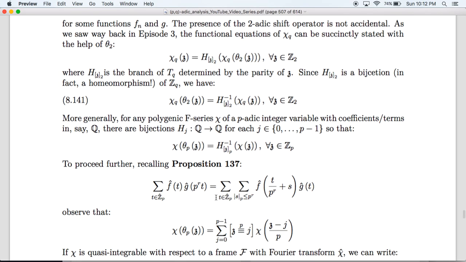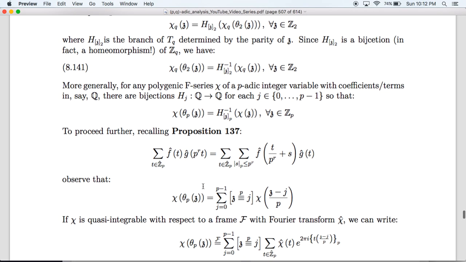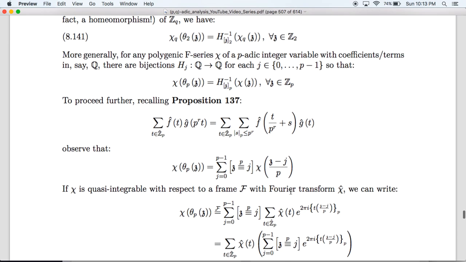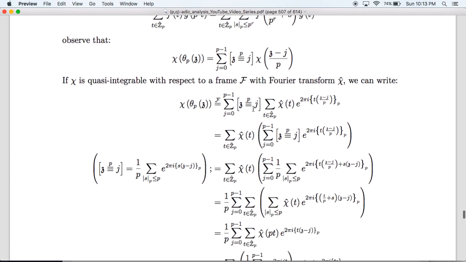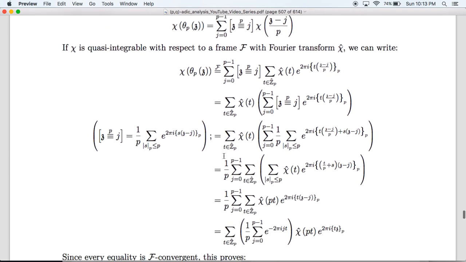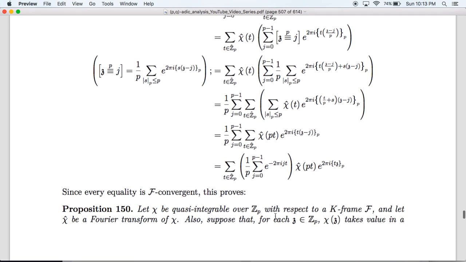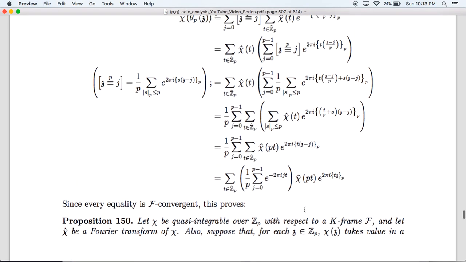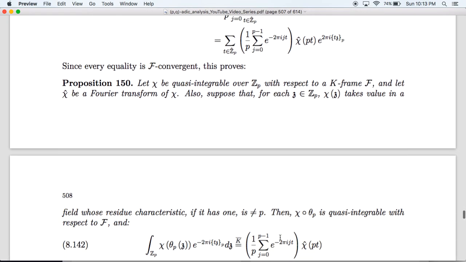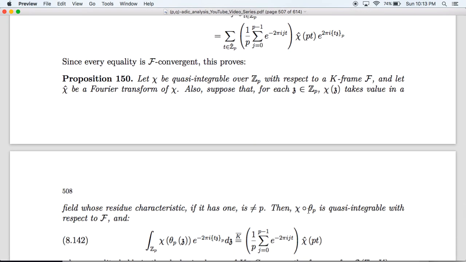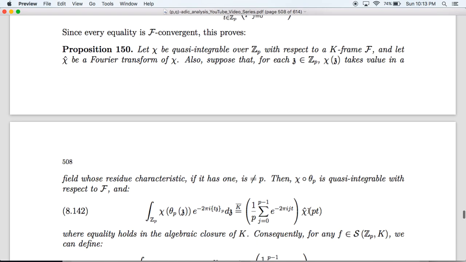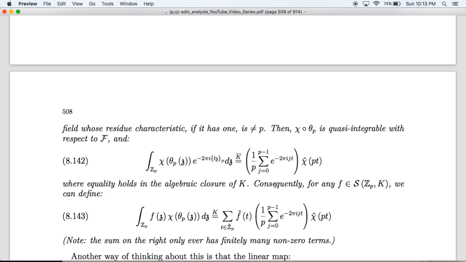To proceed further, recalling our adjoint identity, observe that chi of theta p of z, we can write it like this, and in particular, if chi is quasi-integrable with respect to a particular frame with a given Fourier transform, we then just do our computation using our adjoint, and we end up with this thing, which in particular shows that if chi is quasi-integrable, then chi of the shift map is quasi-integrable as well, and its Fourier transform is given by this formula. Consequently, we can then define integration like so.